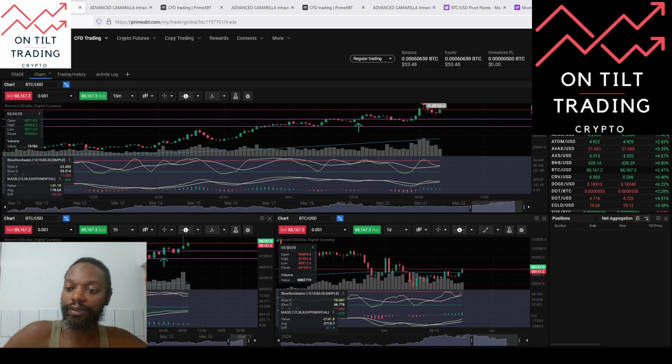These purple lines that you're seeing up here, these purple lines here, these are Camarilla pivot points. This is Camarilla pivot R4, and this is Camarilla pivot R3. This blue line that you're seeing here, this is the 200 exponential moving average. This is the 15-minute chart. This is the 60-minute chart. This is the daily chart.